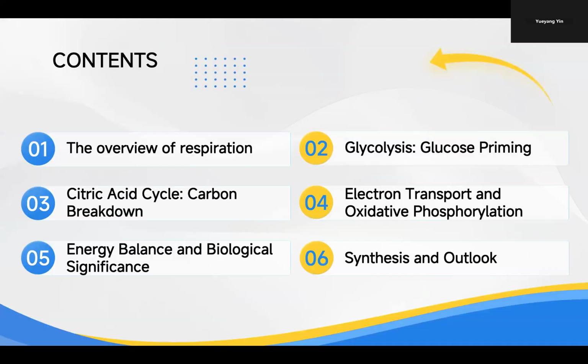My talk is structured into three main parts. First, an overview. What is cellular respiration? Second, the core of the process, a detailed look at the three-stage pipeline: glycolysis, the citric acid cycle, and oxidative phosphorylation. Finally, we will do the energy accounting and discuss its profound biological significance.